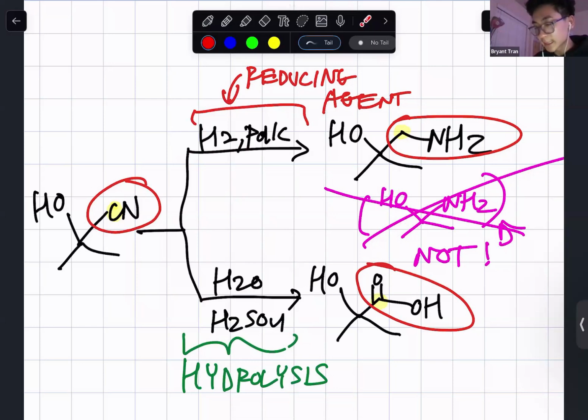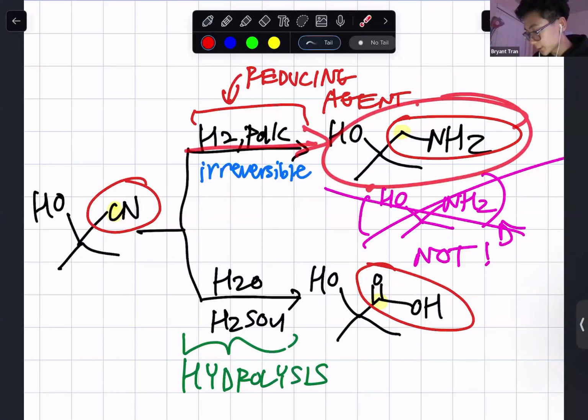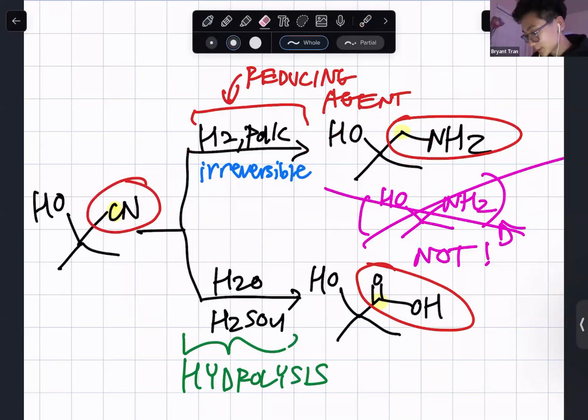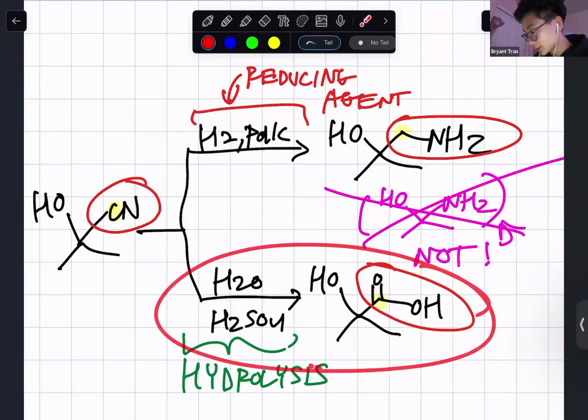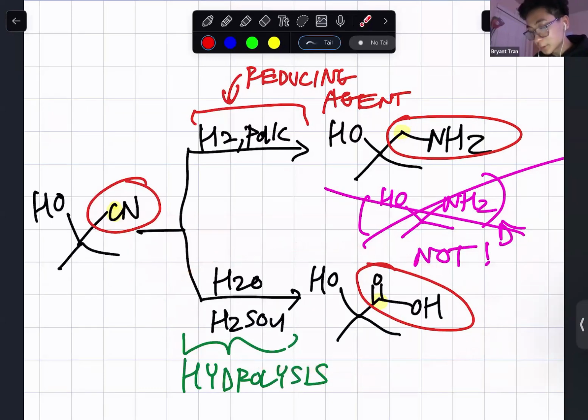And this traps the cyanide because the first one here is irreversible, where we stop right here. Well, actually, I wonder if there's a way to oxidize the NH2 back into the cyanide, but I haven't seen that yet. There might be a way. So I'm not going to say that just in case there's a way, but I haven't seen that. But this right here is definitely reversible.